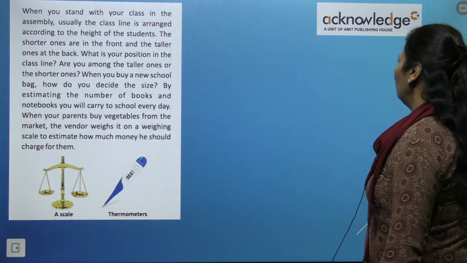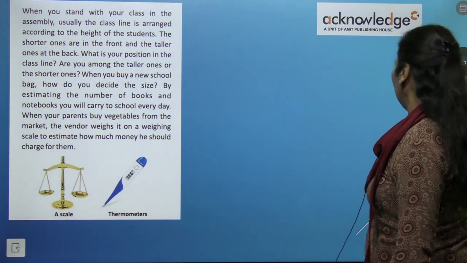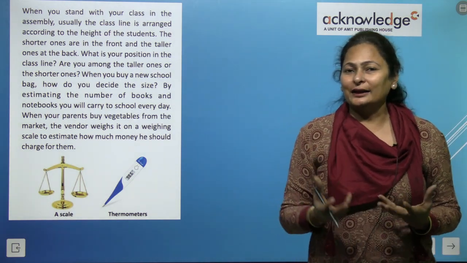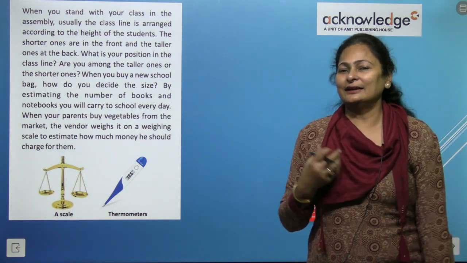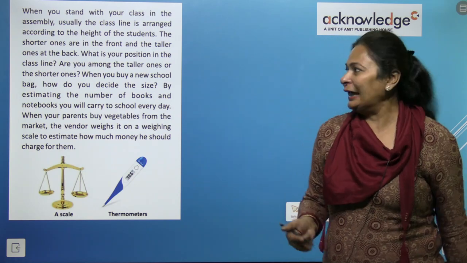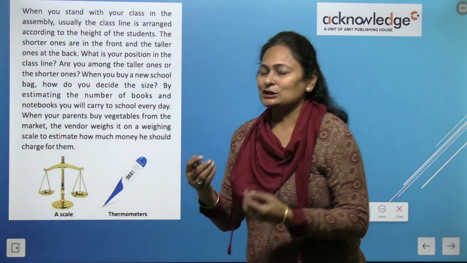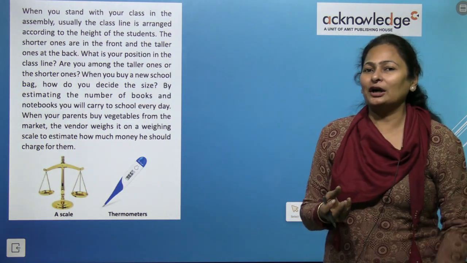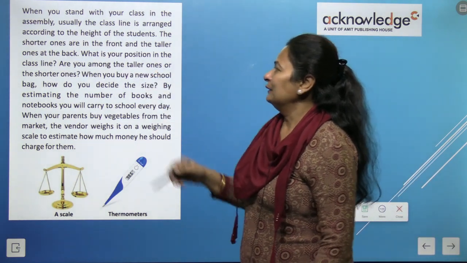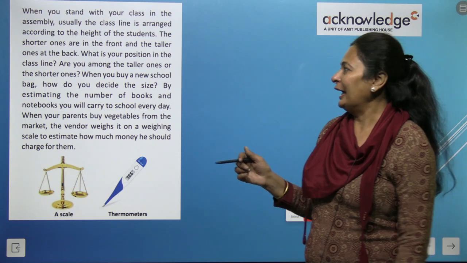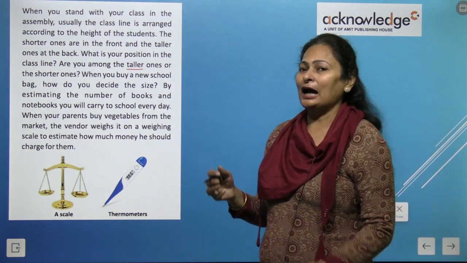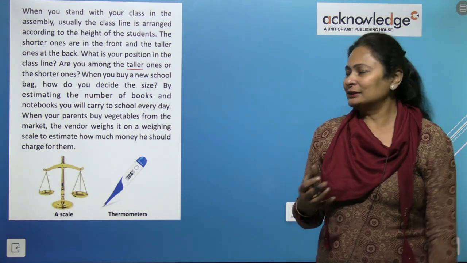Now when you stand with your class in the assembly, how do you stand? You stand in a queue, right? And the teachers arrange you in a sequence, how? According to your length, right? The smaller children stand in the front of the row and the position moves on, and the taller ones at the back, right? So this is how we arrange the kids in the queue.